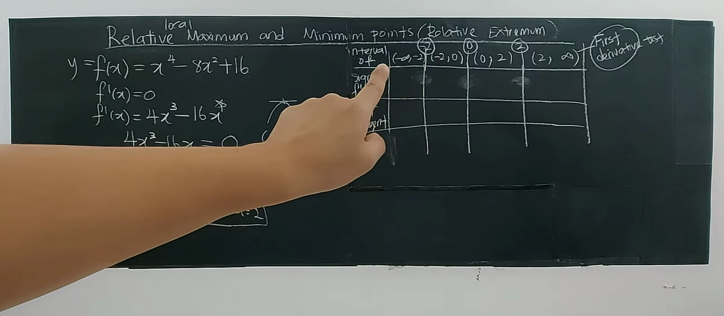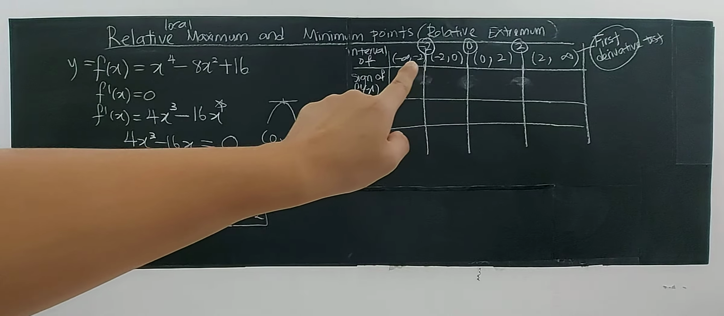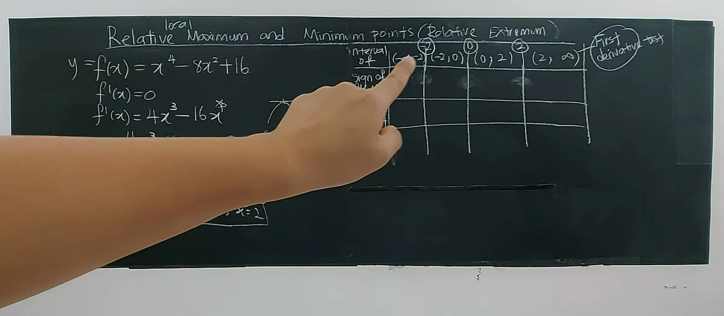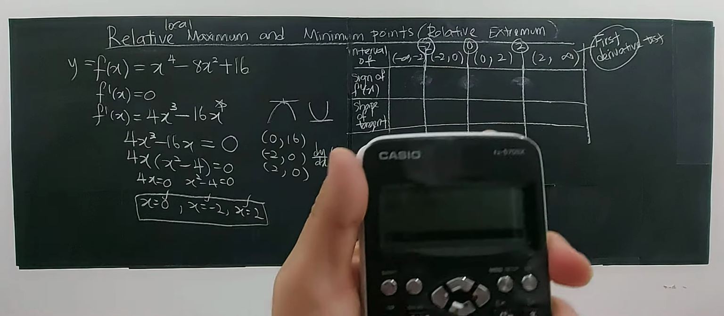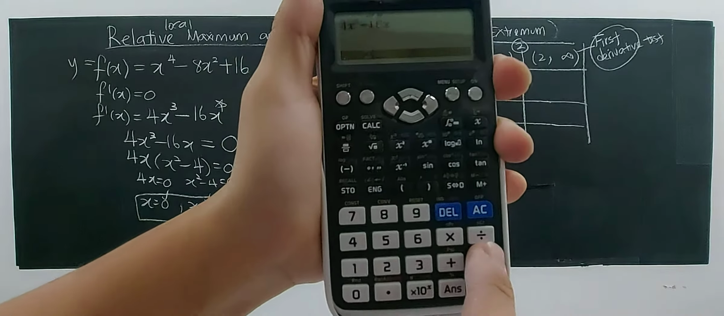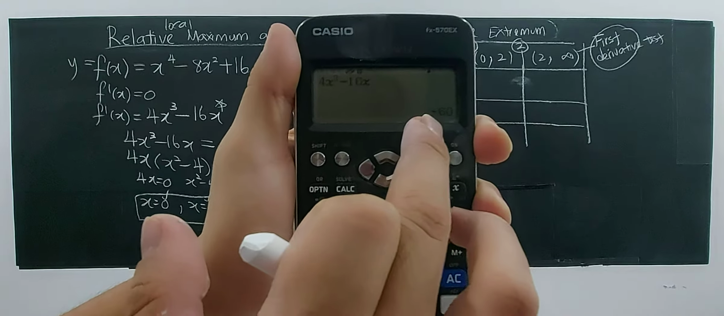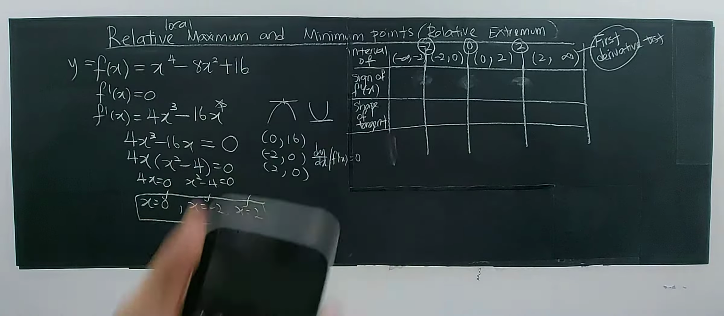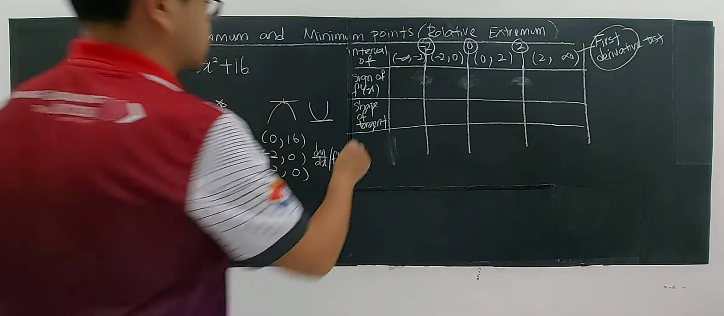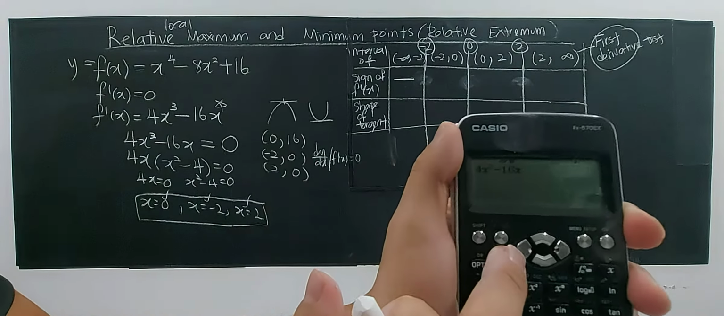Now look at the first interval here. It's less than negative 2. Choose a number less than negative 2. I will choose negative 3. So you key in negative 3 and press equal. You will get a negative. The number is not important. We just want the sign. So the sign here is negative, right? Then we go for calculate again.